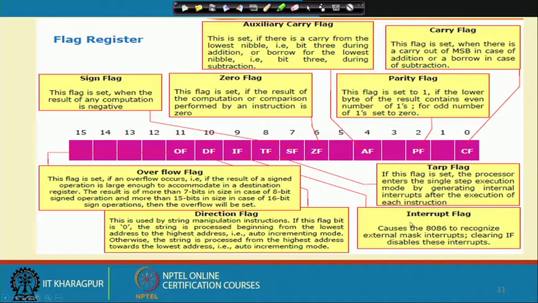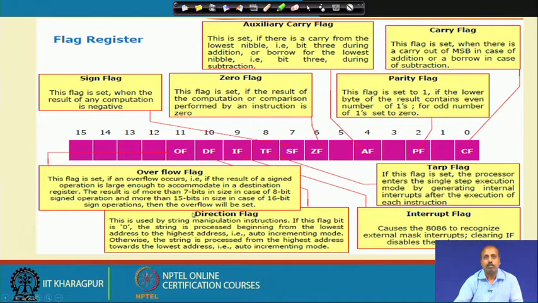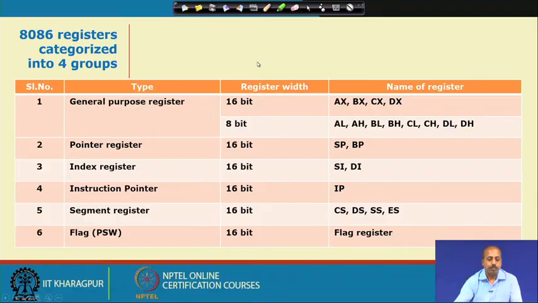Then there is the interrupt flag. It will cause the 8086 to recognize external maskable interrupts. If you clear this IF, it will disable all the interrupts. That is the same thing that we have with RIM and SIM type of instructions in 8085. Then there is the DF flag, which is direction. The direction flag will be cleared when you go to the string instructions. And there is the overflow flag: if an overflow occurs, then this flag will be set. So these are the various flag bits that we have in 8086.